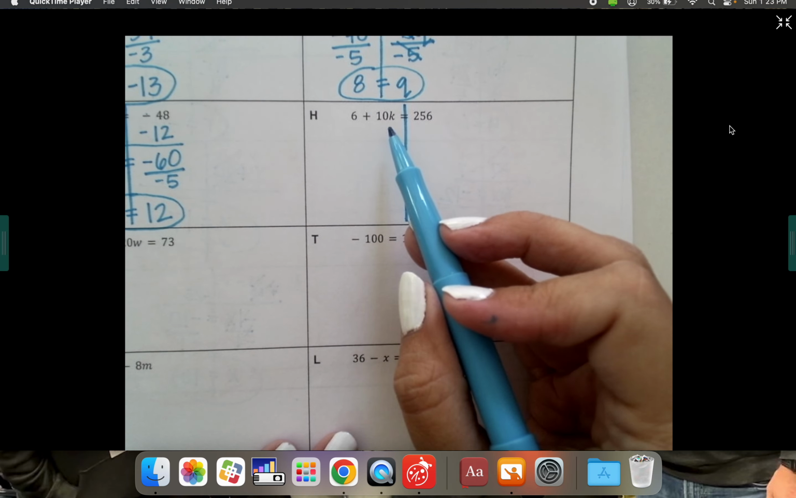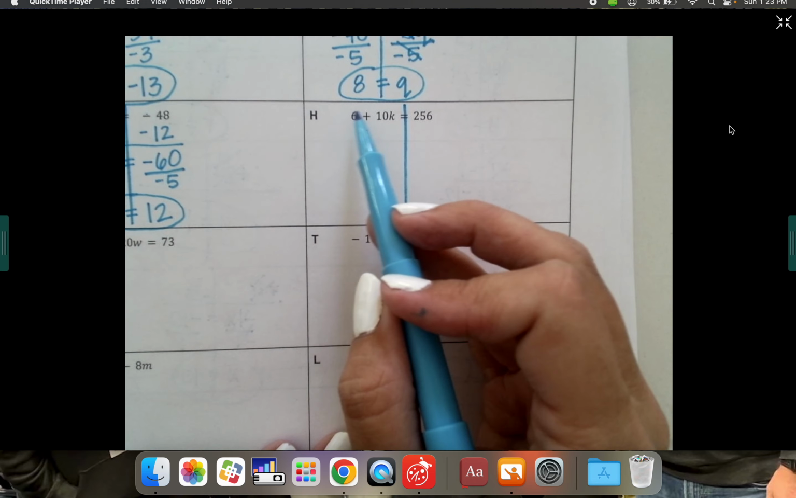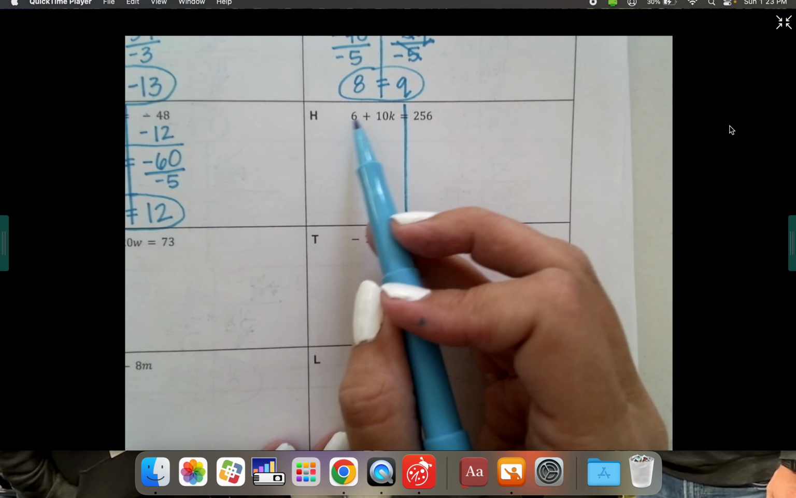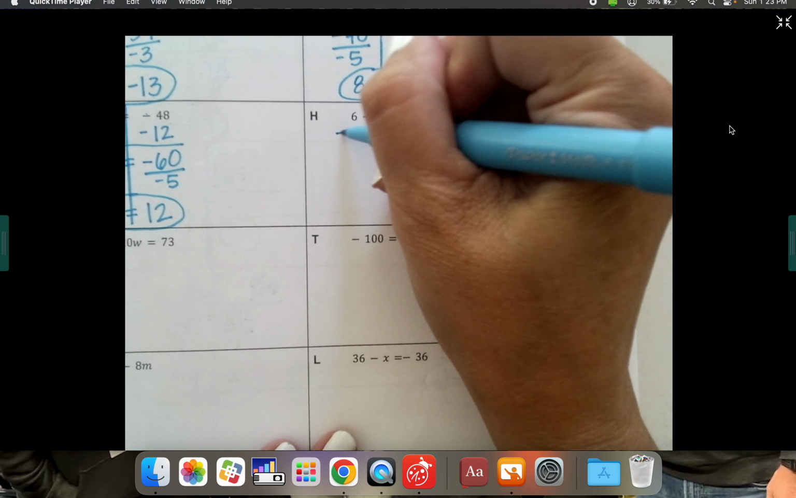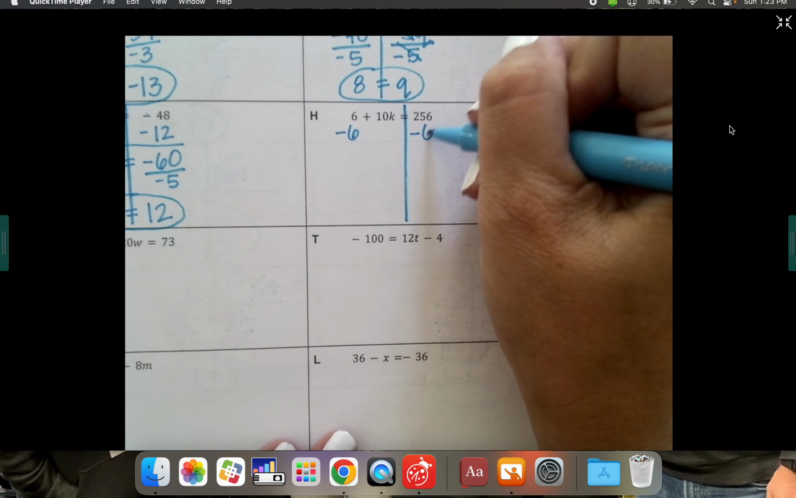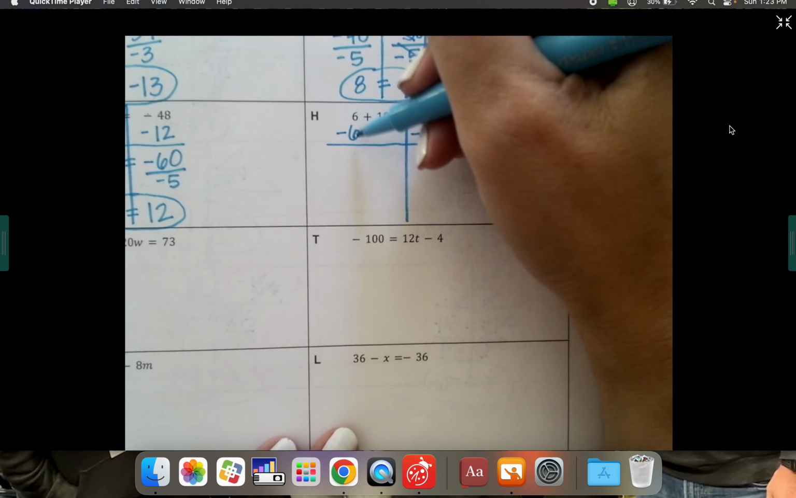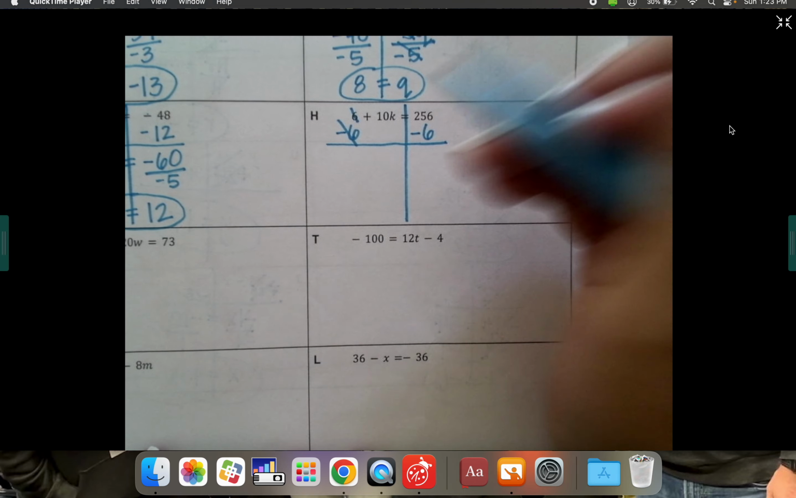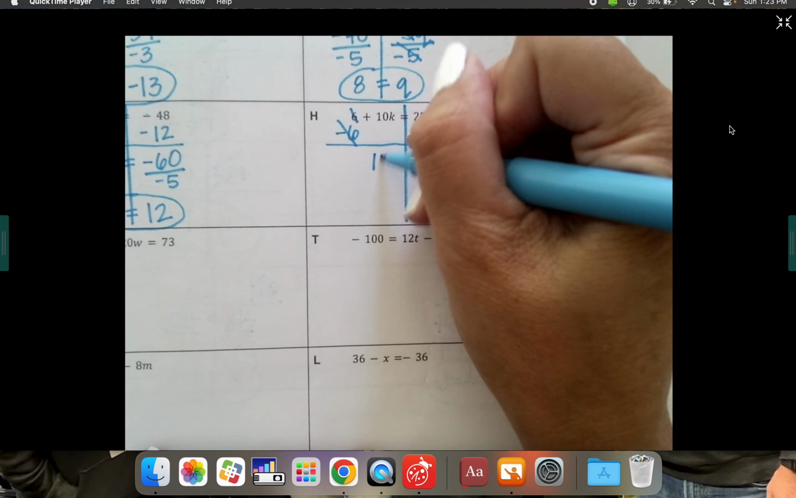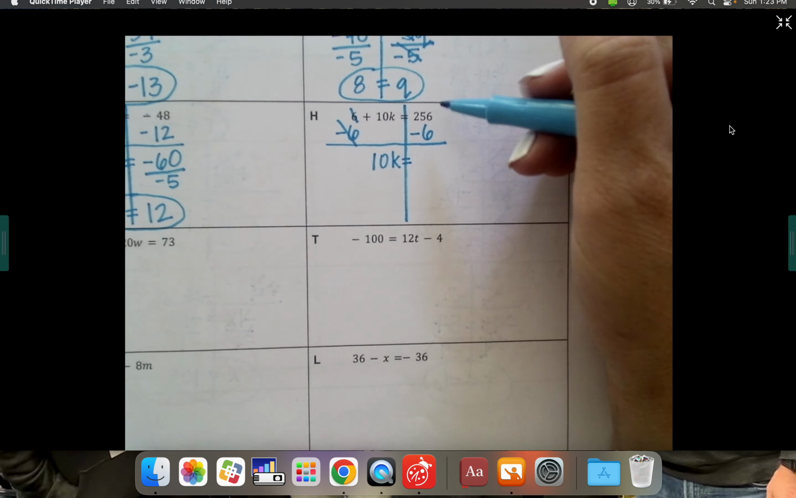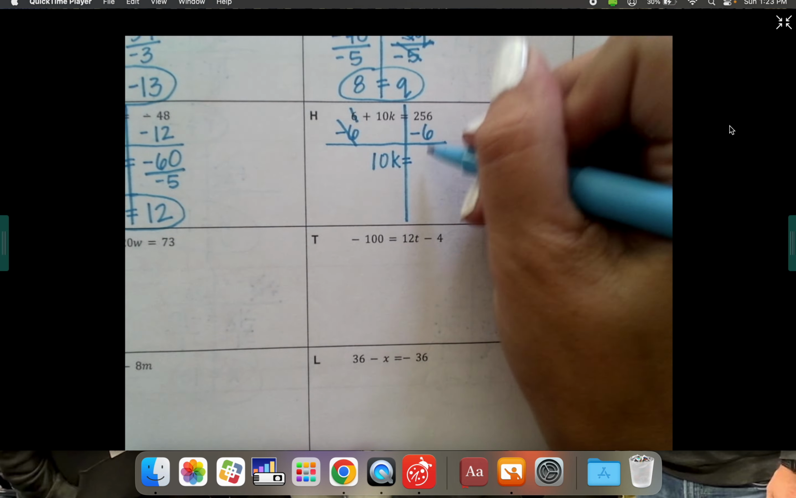Keep the constant and the coefficient and variable together. Get rid of the constant. So we are going to get rid of this positive 6 by subtracting it on both sides. 6 minus 6 is 0, so we cancel it out. Bring down your 10k. 256 minus 6 is 250.